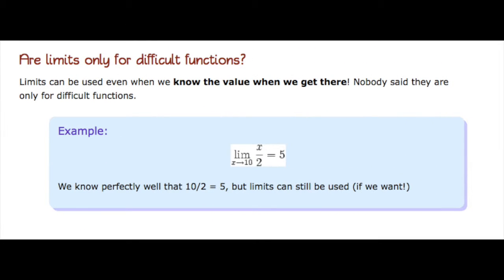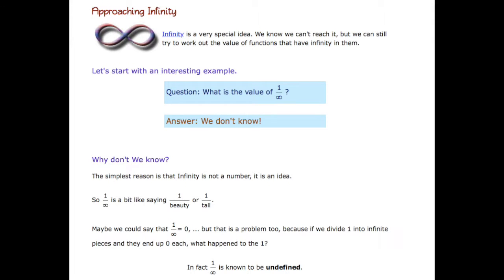Are limits only for difficult functions? Limits can be used even when we know the value when we get there. Nobody said they are only for difficult functions. For example, the limit of x over 2 as x approaches 10 is 5. We know perfectly well that 10 over 2 is equal to 5, but limits can still be used if we want.